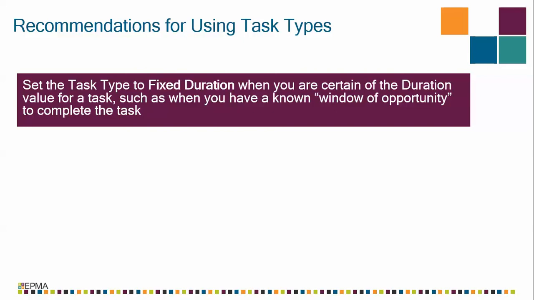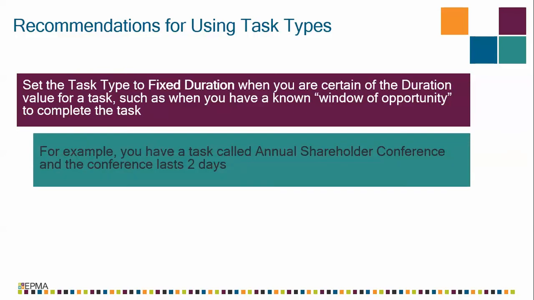And then your third option, fixed duration. EPMA recommends that you set the task type to fixed duration when you know the task has a certain window of opportunity, a known duration value that will not change. For example, let's say you have a task called Annual Shareholder Conference. And that conference will last for 2 days.